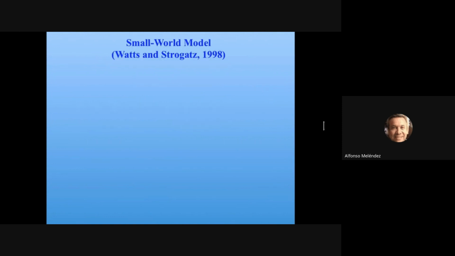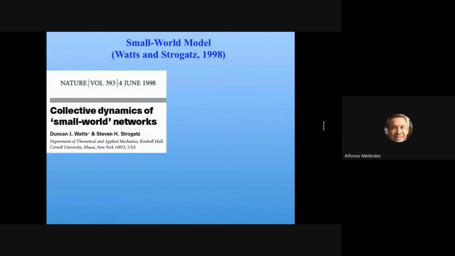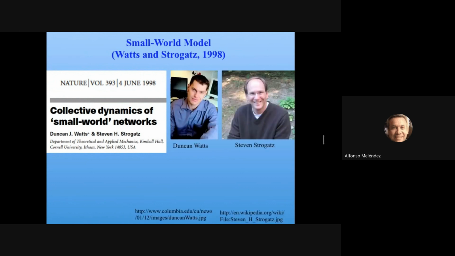In the 1990s, 2 mathematicians, Duncan Watts and Stephen Strogatz, wrote a paper on this phenomenon from a mathematical point of view. It appeared in the journal Nature, in 1998, Collective Dynamics of Small World Networks. Here's Watts and Strogatz. And this paper was perhaps the trigger that's really started the whole resurgence of study of networks in an interdisciplinary way.